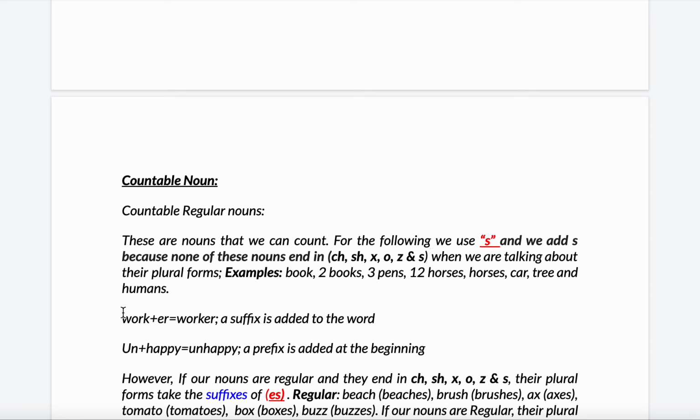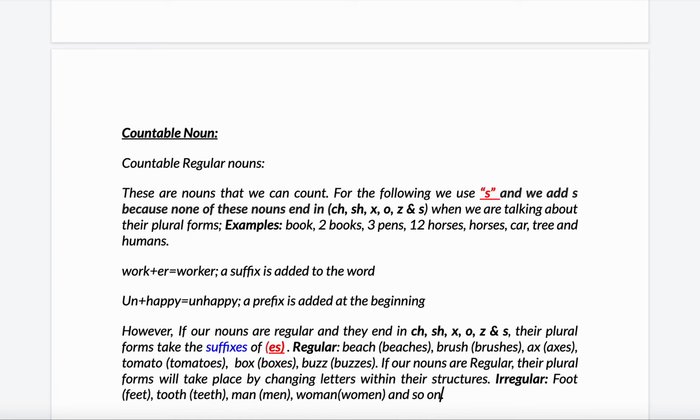So let's say work. Work. Okay, so these are suffixes. Let's say we talk about a plural form here. As we can see in the examples, we only put S at the very end of these nouns. Okay, so for now let's forget this. Let's go down here.